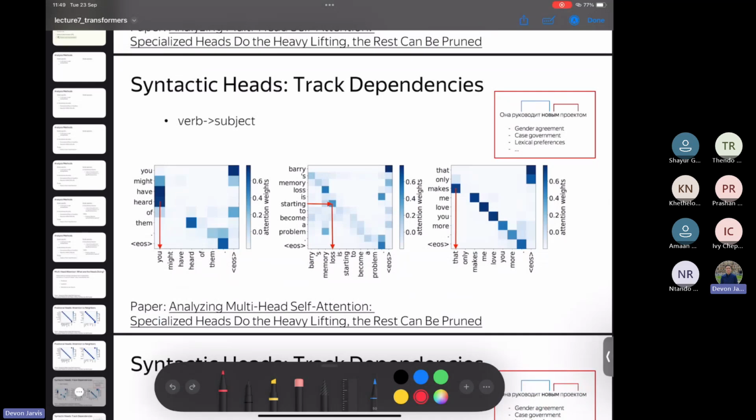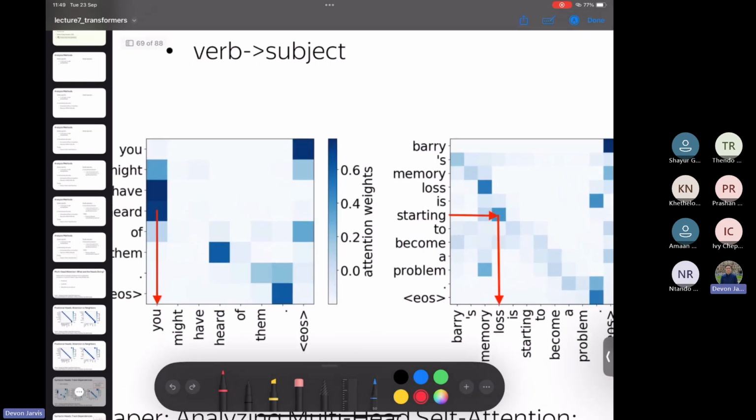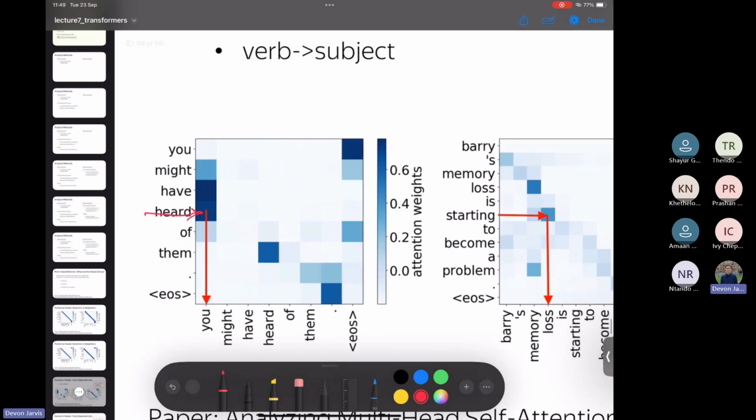Okay, same story here. You can see verb subject matching. So in this case, on the left hand side here, I'm trying to process the word heard. So what am I going to do? I'm going to look at who is being heard. All right, who am I speaking to? You might have heard. So now it goes and looks back to that.